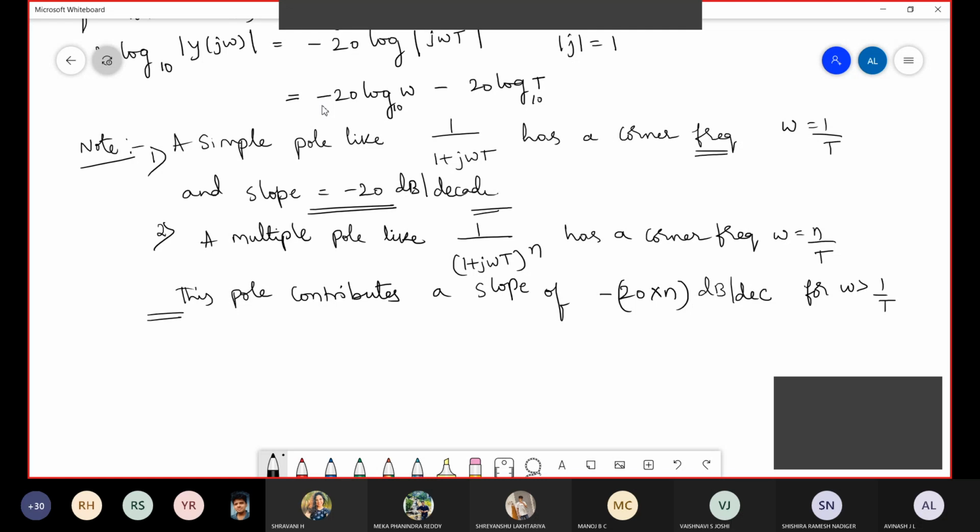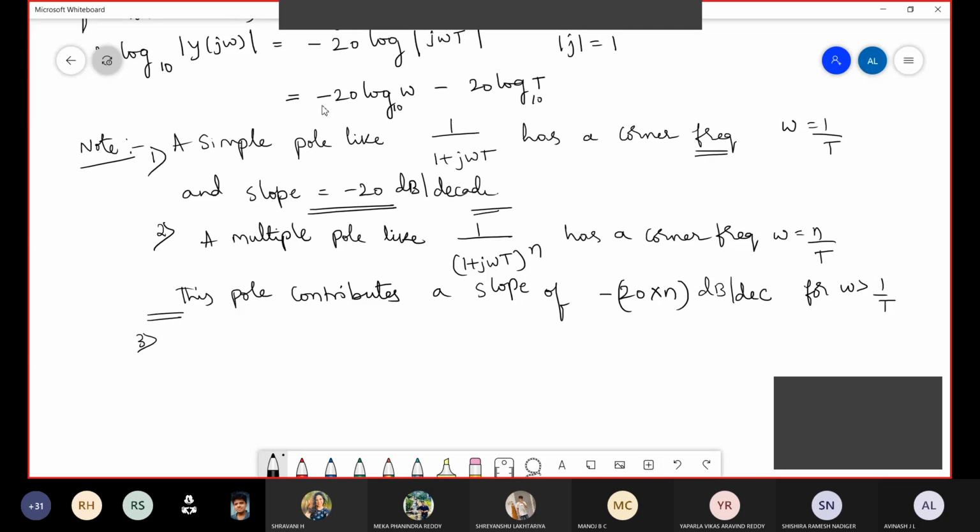How to calculate the corner frequency and so on, I'll tell you by solving the numerical. If it is a multiple pole, to the power of n, that means multiply this particular slope with n. So that is what you get. These are the two things you need to understand about poles.